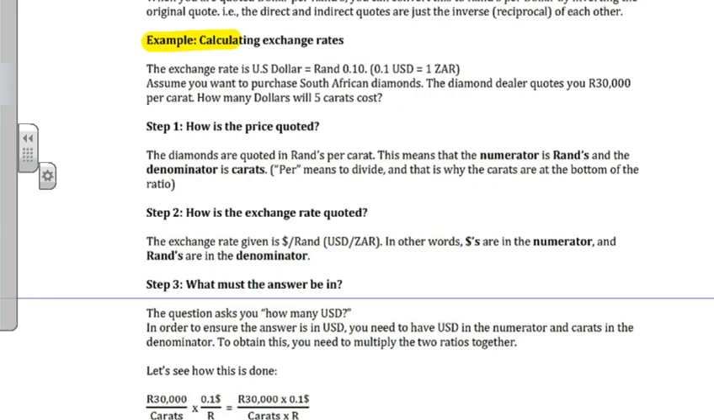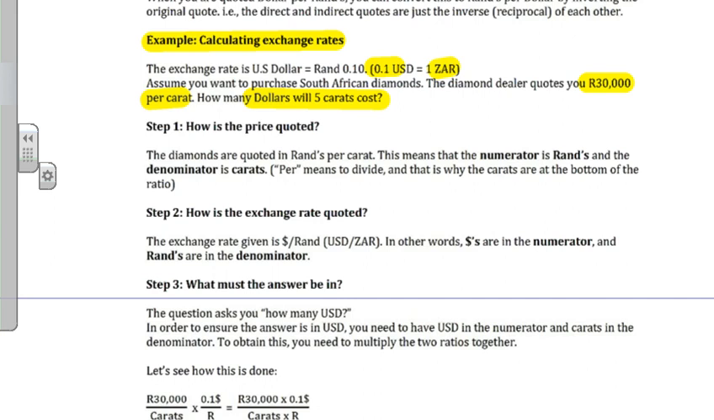Let's have a look at a question. It's too nice to pass up. The exchange rate is US dollars per rand 0.10. In other words, if you spent 10 US cents, you'd get a rand. Now let's say, for example, you wish to purchase a South African diamond, and the South African diamond dealer says that the quote is 30,000 ZAR per carat. Well, how many dollars will 5 carats cost?